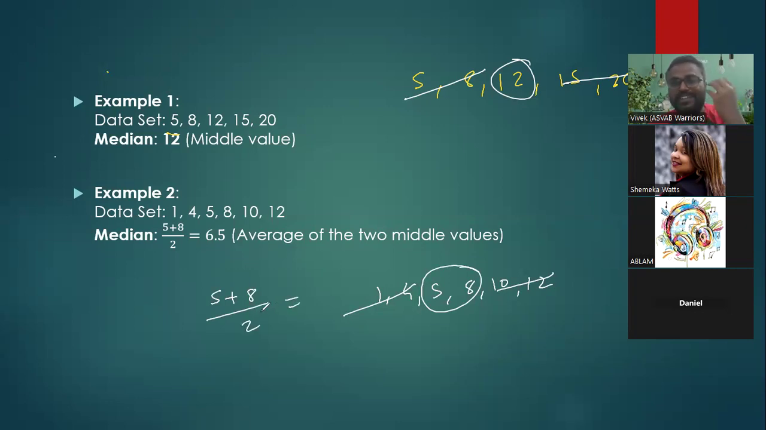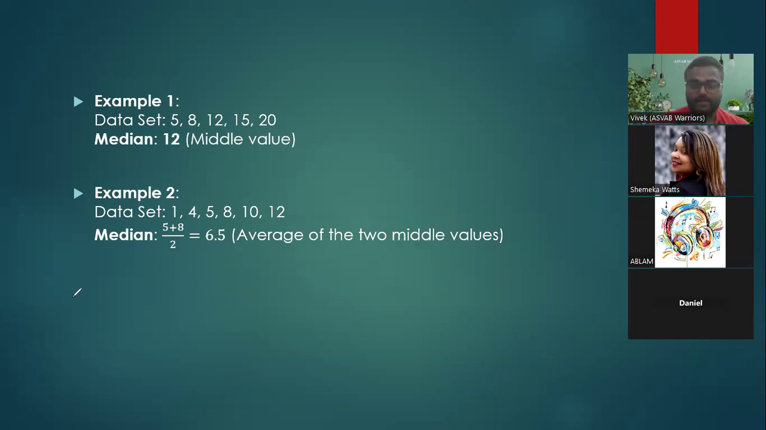So what I mean to say is take the average of the middle two values. 5 plus 8 is nothing but 13 divided by 2. So 13 divided by 2 would be 6.5. So that will be your median for this dataset value.